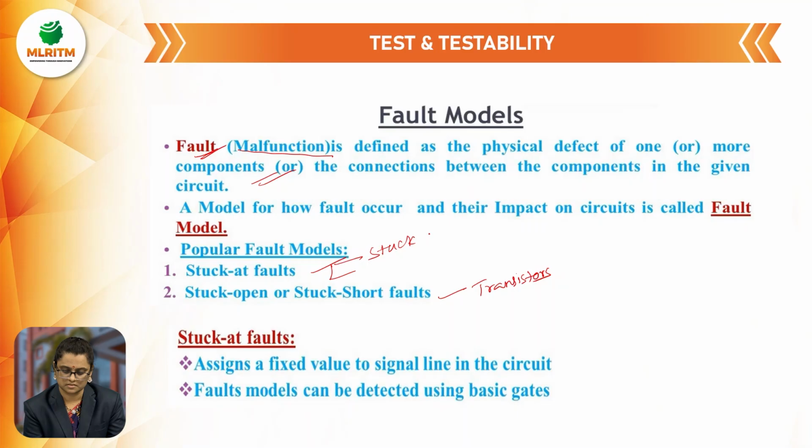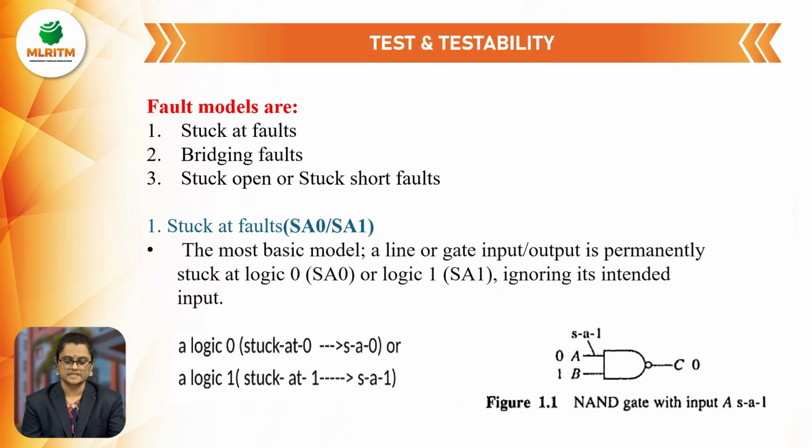Stuck-at faults can be classified into two types. The first one is the stuck-at 0 fault and the second one is the stuck-at 1 fault. Stuck-at 0 is nothing but a single line stuck at 0 permanently. Stuck-at 1 means a single line is stuck at 1 permanently. That is called stuck-at 0 and stuck-at 1 faults. So the fault models are stuck-at faults, bridge faults, and stuck-open or stuck-short faults.